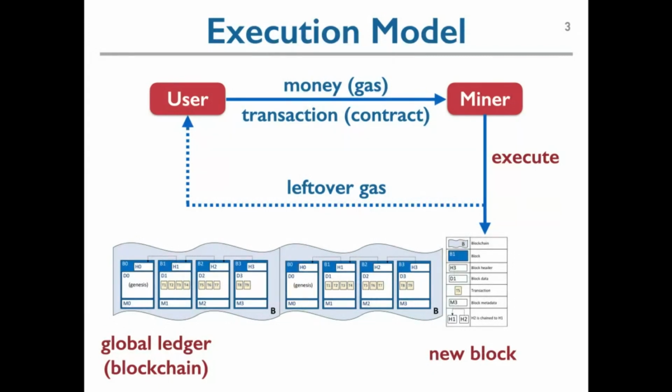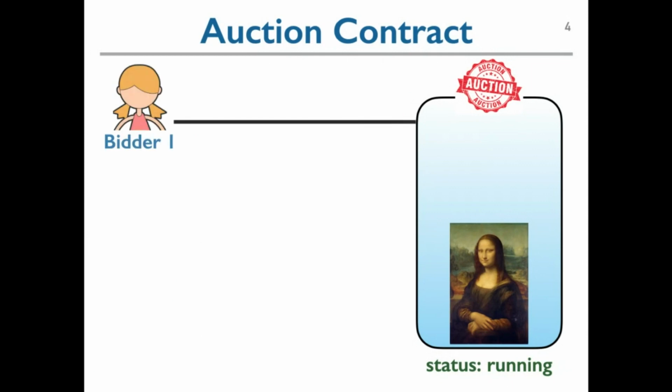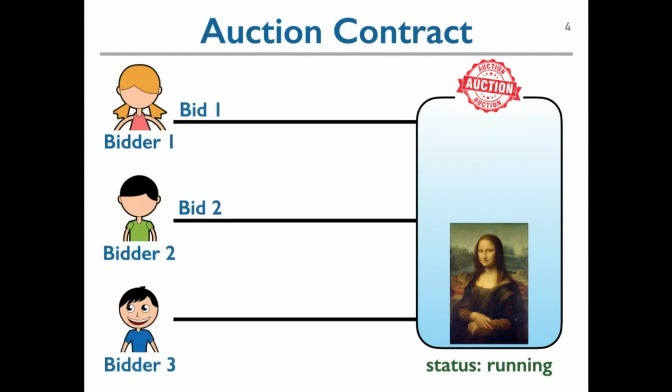Okay, so I want to take a very simple example of, let's say, I'm running an auction on a blockchain where I'm auctioning this Mona Lisa painting. And suppose there are three bidders in my auction, bidders 1, 2, and 3 with their respective bids. So what would be the protocol of such an auction contract?